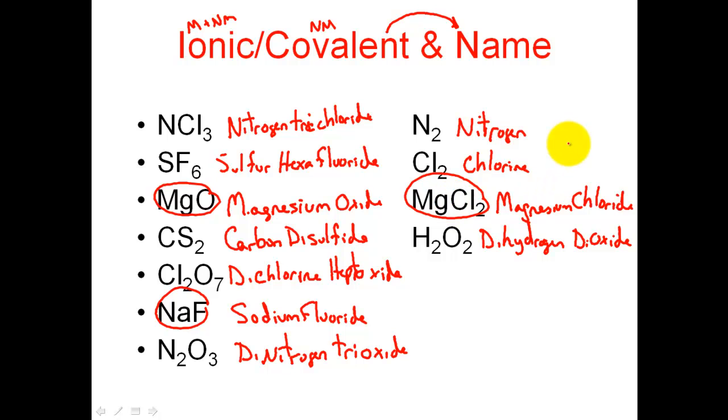A couple key ones here. N2 is nitrogen. I just name the periodic table name anytime I have two of just one element. So I have two of just this guy and two of just this guy. I call them the periodic table name. I use nitrogen and I use chlorine.